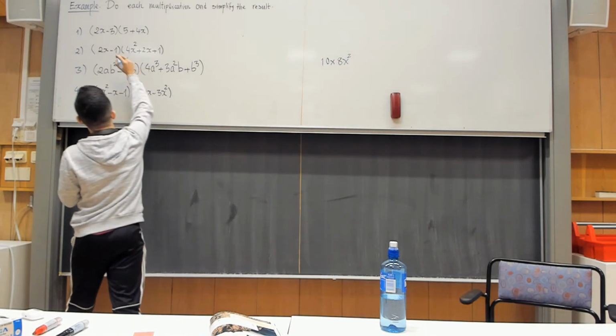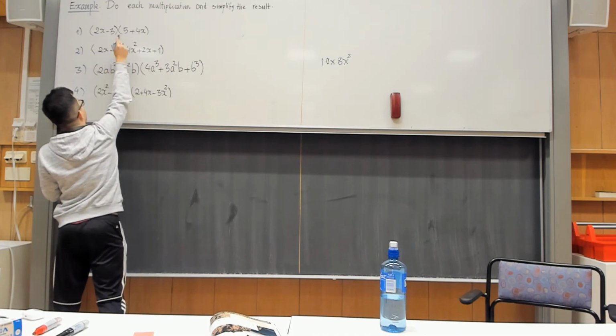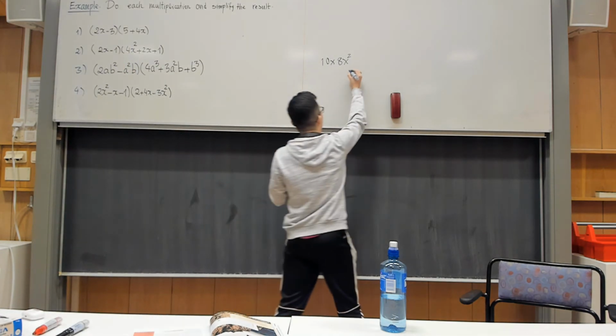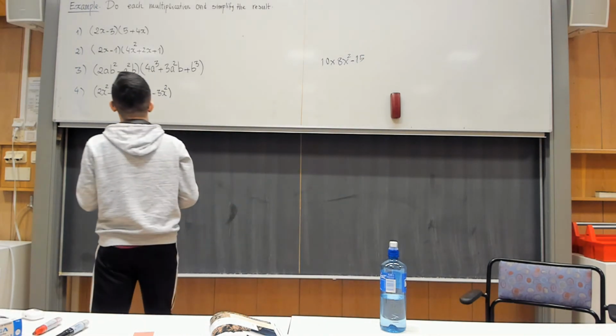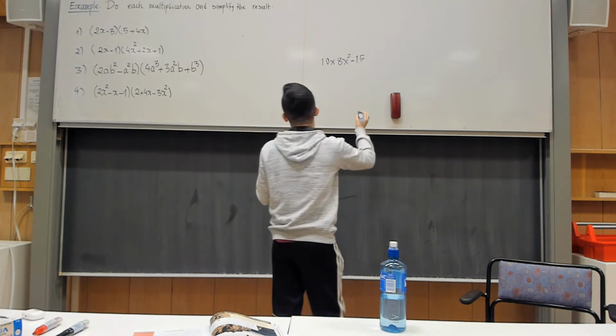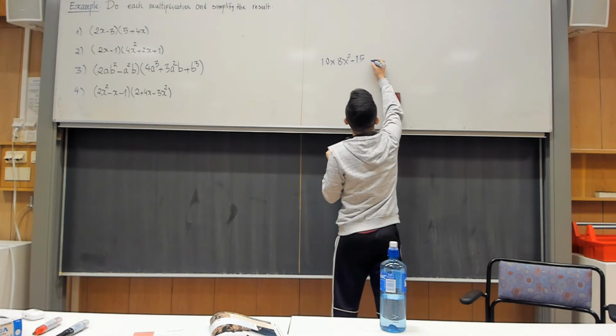Then we move on to minus 3. Yes. Minus 3 times 5 is minus 15. And minus 3 times plus 4x is minus 12x.